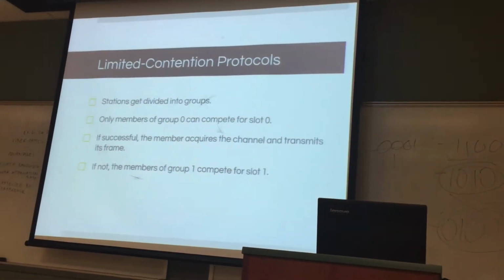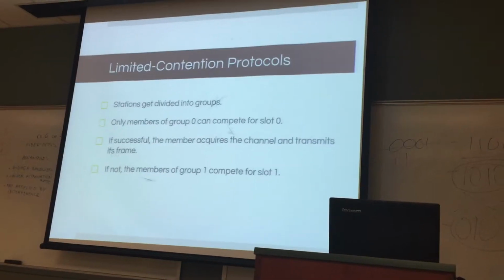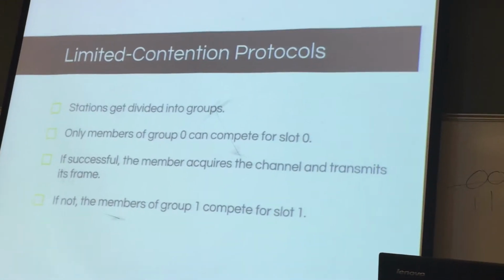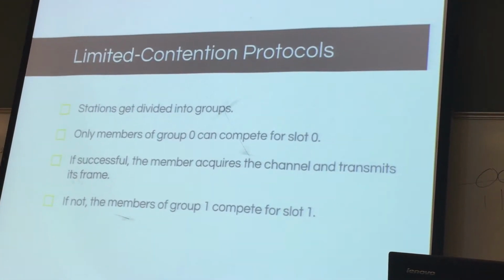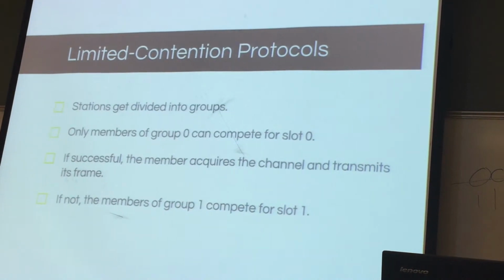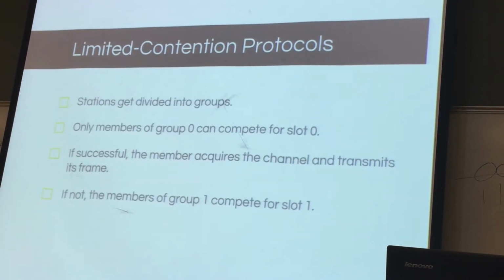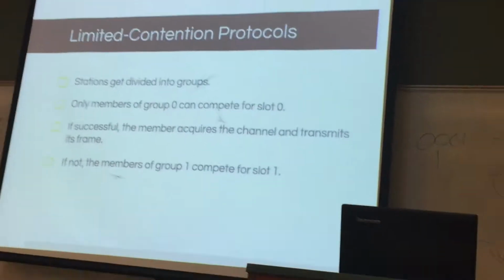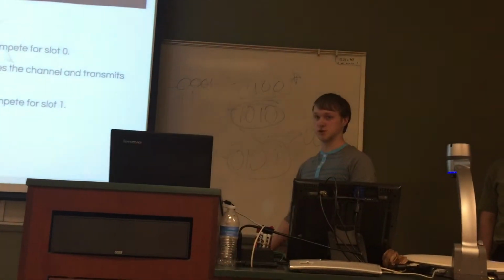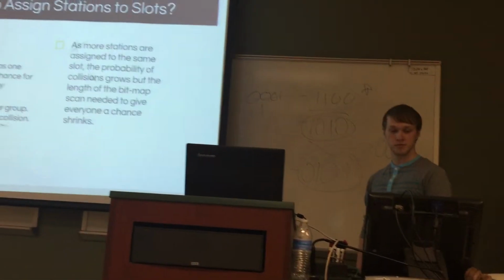So what limited contention protocols do is stations get divided into groups. Only members of group 0 can compete for slot 0. If successful, the member acquires the channel and transmits its frame, and if not, the members of group 1 compete for slot 1. And if that loses you, then there's a visual later and you'll understand it then.